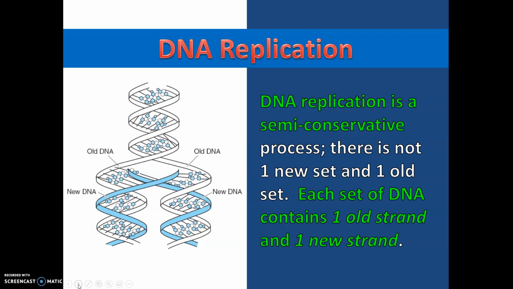So DNA replication is called a semi-conservative process. And like we were talking about during the reading, we do not get one old set of DNA and one new set. The reason it's called semi-conservative is because we really have one old strand paired up with a new strand, and then the other set will have an old strand paired up with a new strand. And that's how DNA replication works.